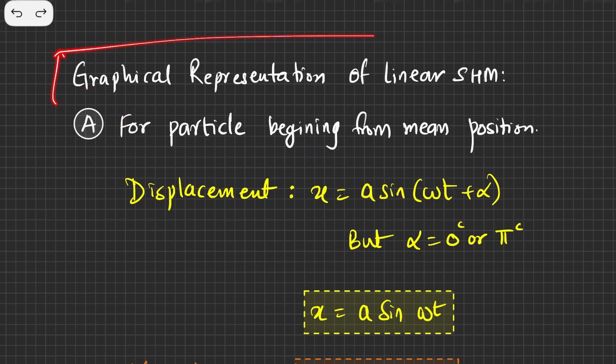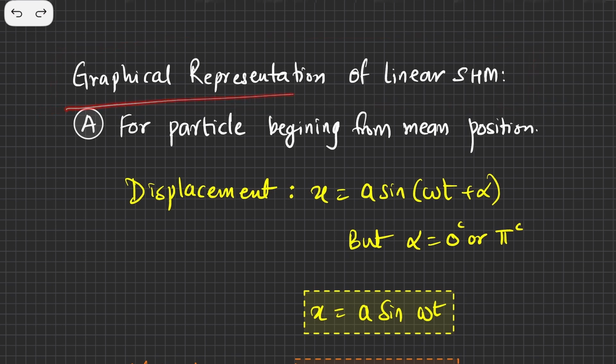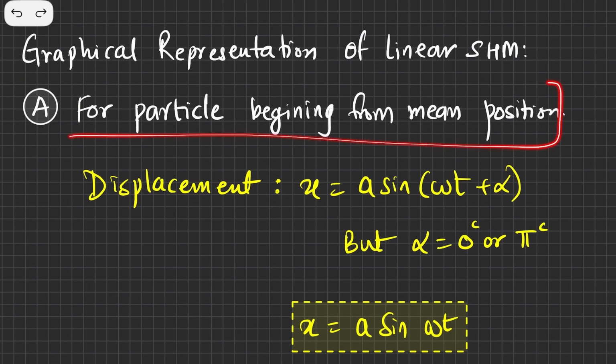The topic's name is Graphical Representation of Linear Simple Harmonic Motion. So we are going to represent graphically the linear simple harmonic motion. In this video, we are assuming that the particle is beginning from the mean position. What if the particle begins from the extreme position? This part we will take up in another video. So let's just start with the mean position.